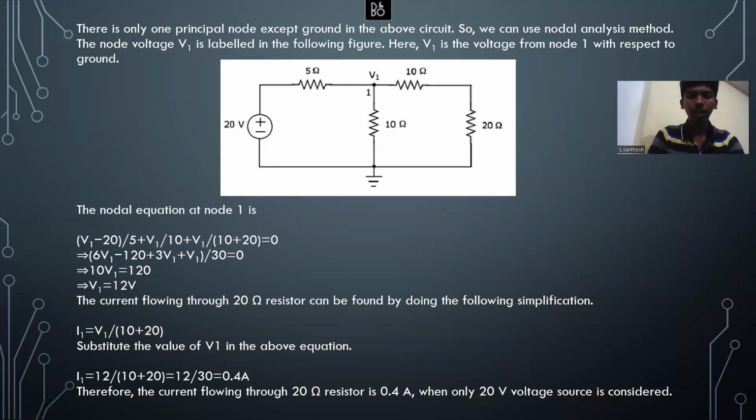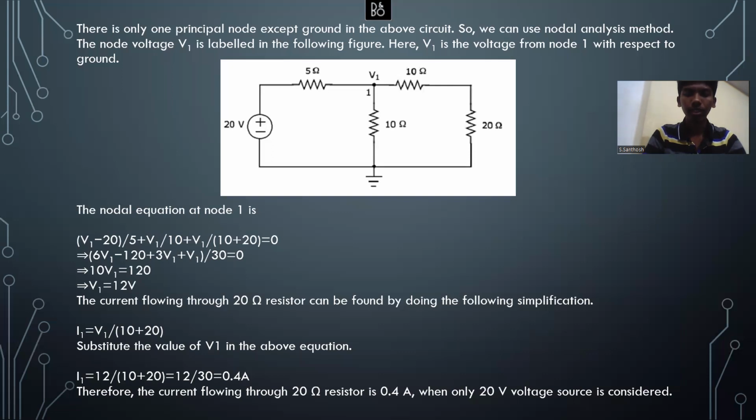So now substituting the value of V1 in the above equation. We got V1 as 12. So now I1 equals 12 by 30, which equals 0.4 amperes. So this is what we found as the current value for the first case, considering only the 20 volt source, and we found the current I1.